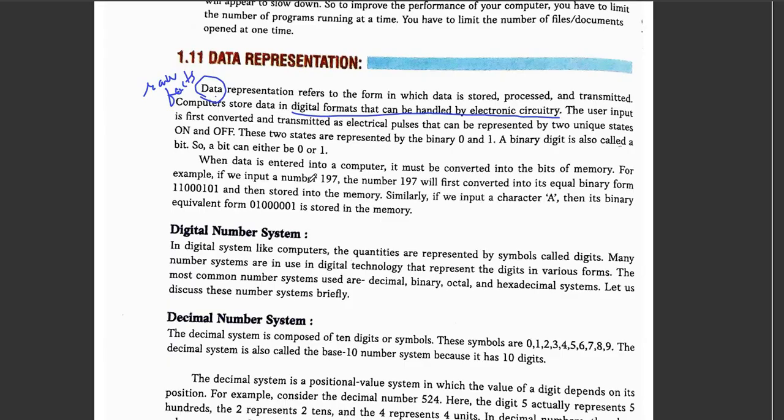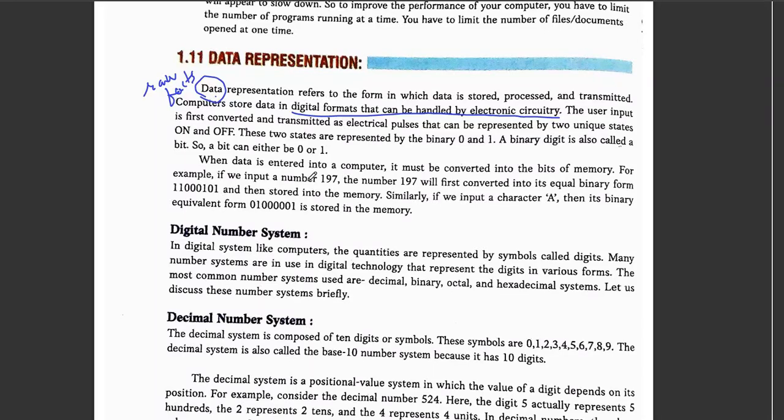So when you insert anything into the computer, it is converted into binary bits, right? We understood that since the computer understands only binary bits, any information we put into the computer is converted into binary bits and then stored in the computer. So if you insert a number, suppose 197, into the computer, then that 197 will be converted into binary bits first.